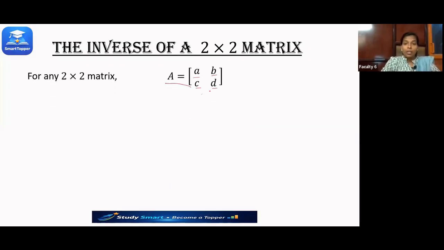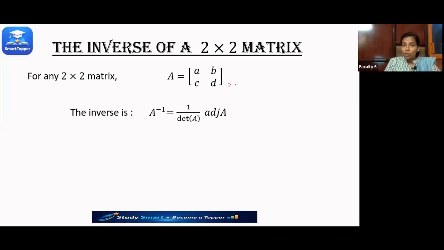How will you find the inverse? We will use the formula. What's the formula? A inverse is equal to 1 by determinant of A into adjoint of A. Clear? So, we have to find the adjoint of A. The trick deals with the adjoint of A. The matrix A is equal to A, B, C, D. It is very easy to find the adjoint of A.